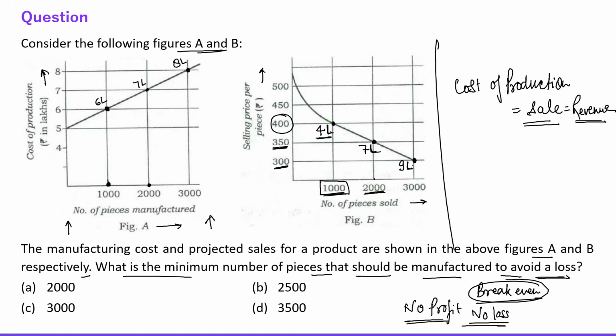So what do we need to find? We need to find the no profit, no loss situation. For 2000 articles, the manufacturing cost is 7 lakhs, and the revenue which we are getting from the market is also 7 lakh. So 2000 articles is the minimum requirement that we need to manufacture to avoid loss. The answer is 2000. Okay.